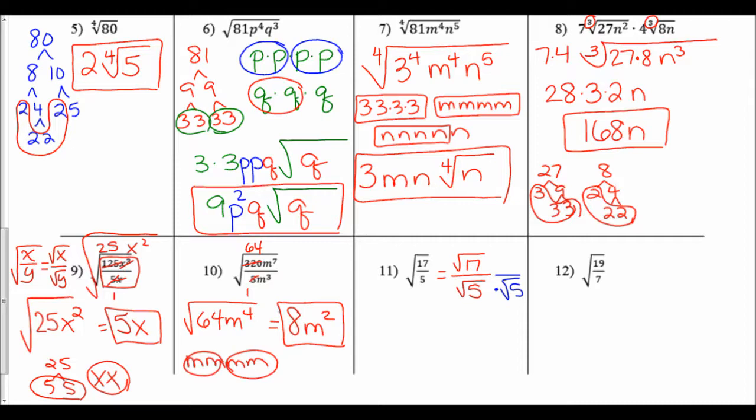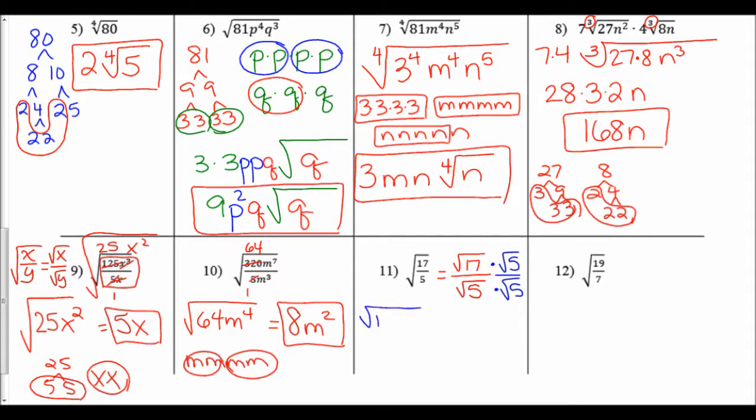However, I can't multiply a fraction by 1 over the square root of 5. I can only multiply a fraction by 1. So I need to multiply my fraction by the square root of 5 over the square root of 5, which is really just 1, and anything times 1 is still itself.